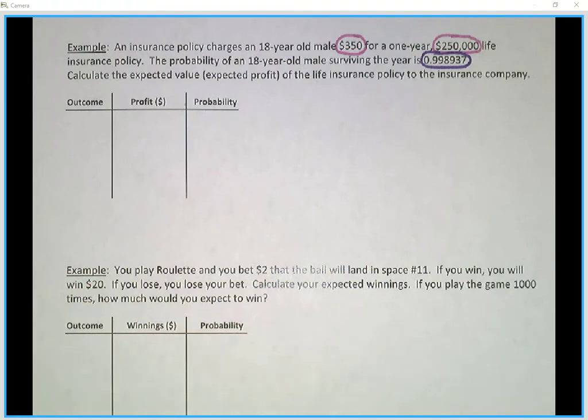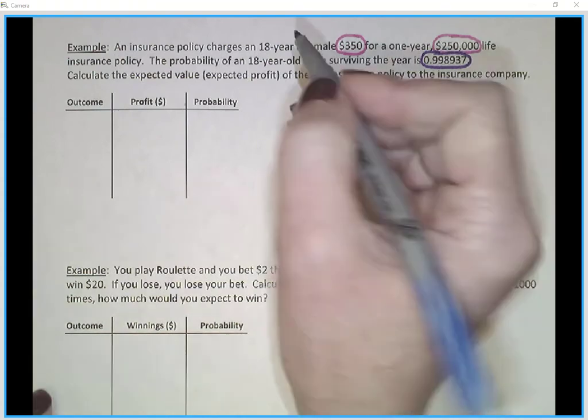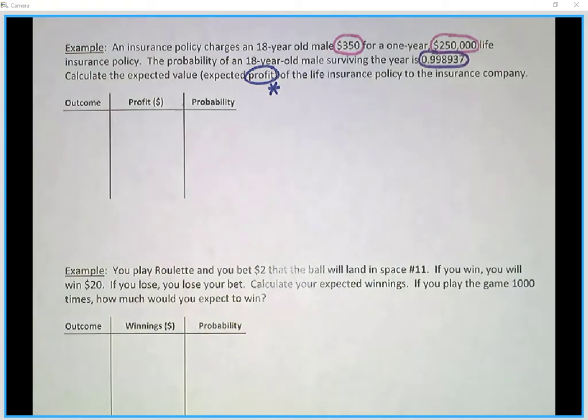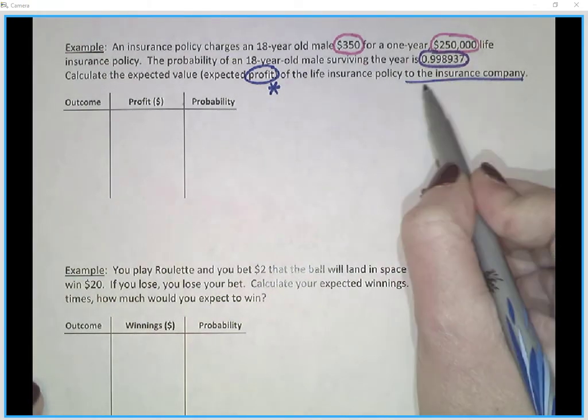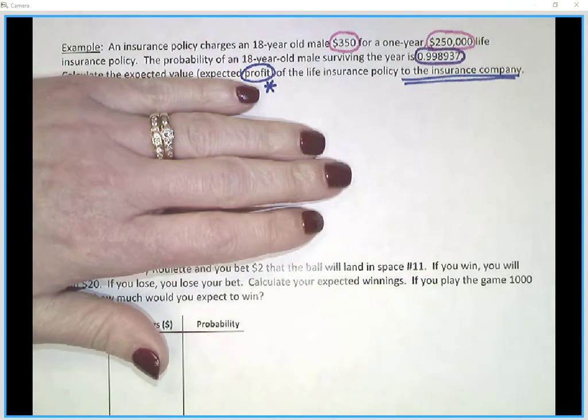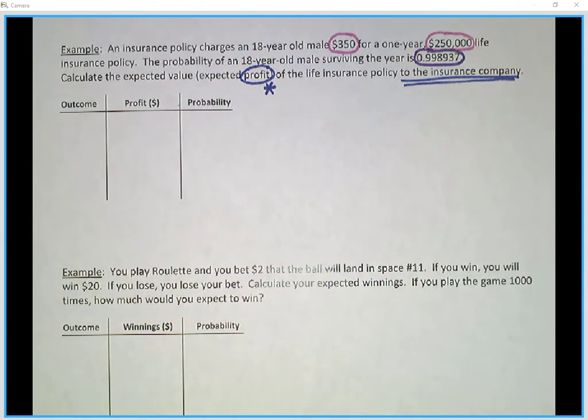Okay. It says calculate the expected value, or the expected profit, and this word profit is important, of the life insurance policy to the insurance company. So we want to look at this from the perspective of the insurance company. We have to create a table, and these tables will not be given to you. When you get the homework, you're going to have to know to create the table yourself.